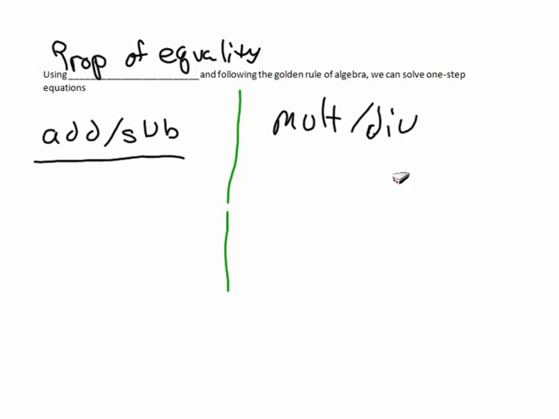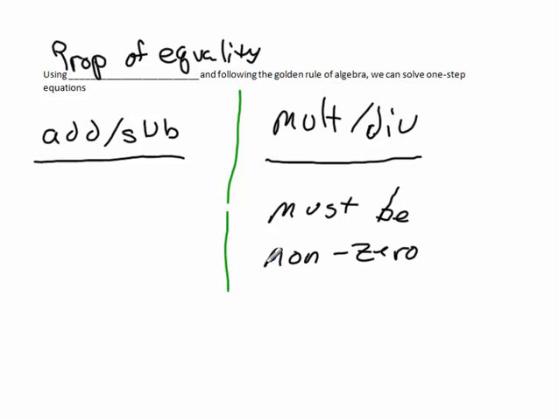Now for multiplication and division, in order for us to save equality on both sides, the number that we use to multiply or divide must be non-zero. So that just eliminates 0 from all the real numbers ever. 0 is the only number that we cannot multiply and divide by to save equality here.